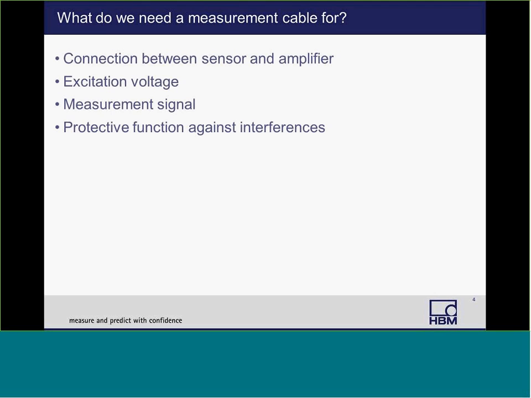So we talked a lot about a measurement cable already. The question comes up, what is the measurement cable's purpose? Well, it has four basic purposes. The main purpose is connection between the sensor and the amplifier. It carries the excitation voltage from the amplifier to the sensor, and then it carries the measurement signal back from the sensor to the amplifier. And then, regarding this webinar, it's a protective function against interferences.